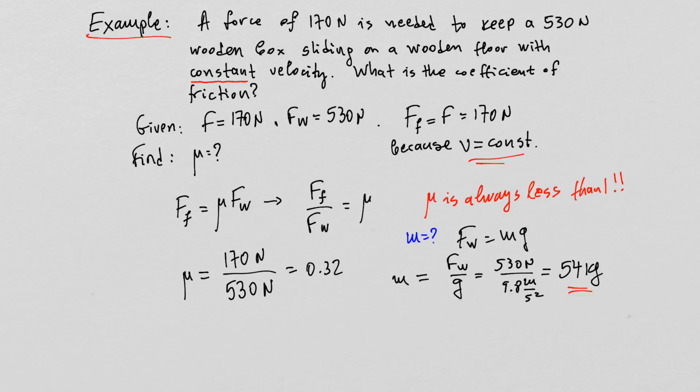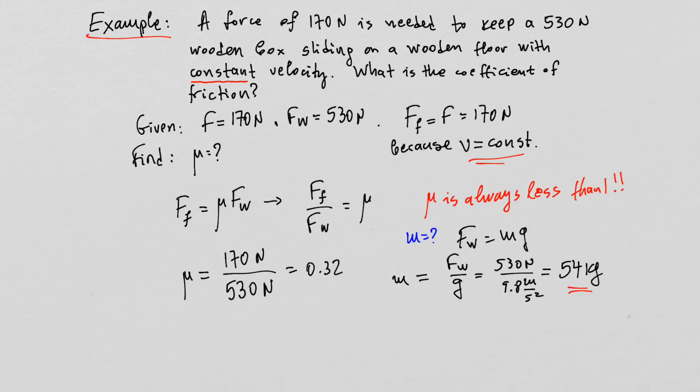So this is how you essentially would approach those types of problems. You have to be careful about words such as constant velocity and what that means, and just apply one of the two formulas for calculating the force of friction from the previous slide. And always keep in mind that the coefficient of friction is less than 1. And always keep in mind that the coefficient of friction is just a number and it doesn't have units.